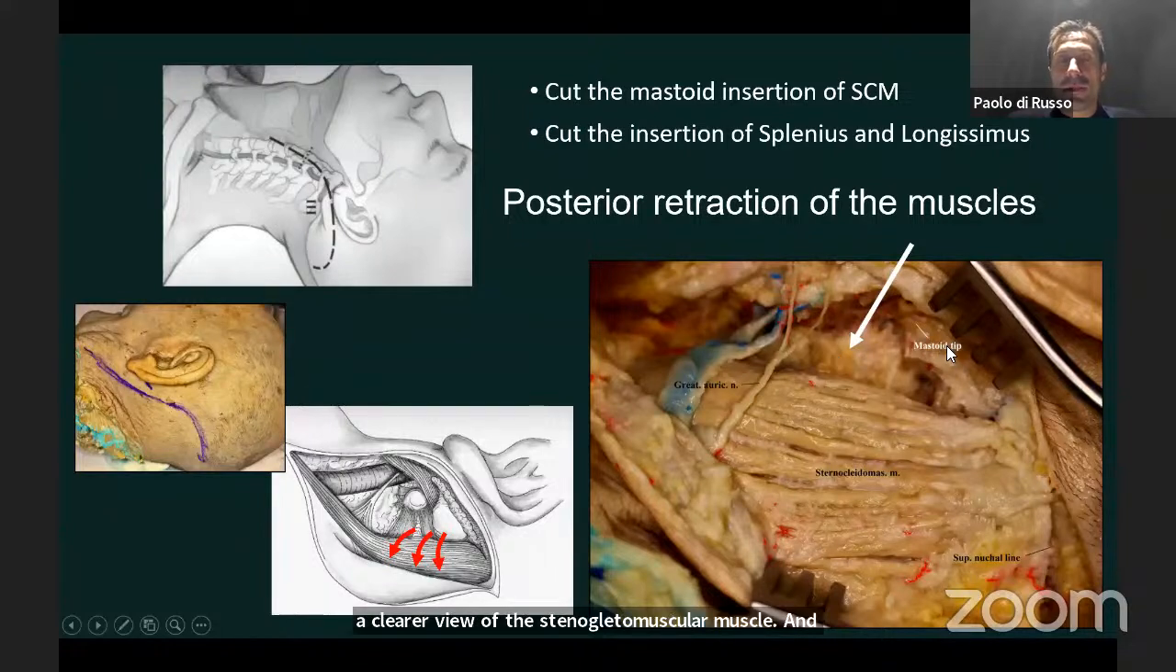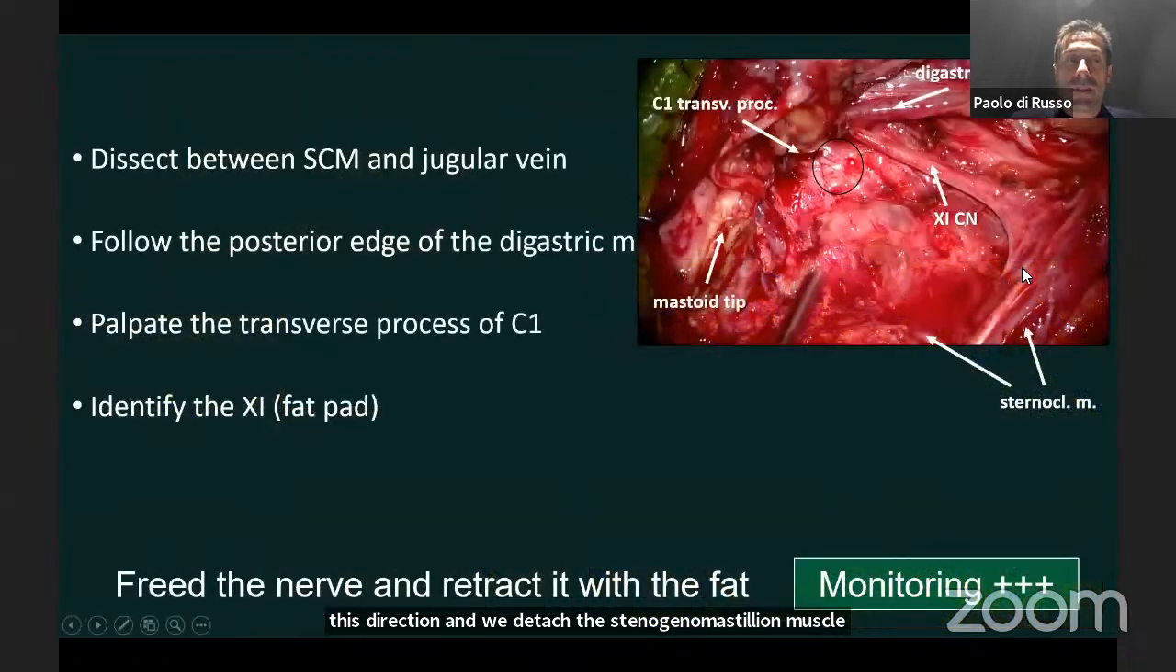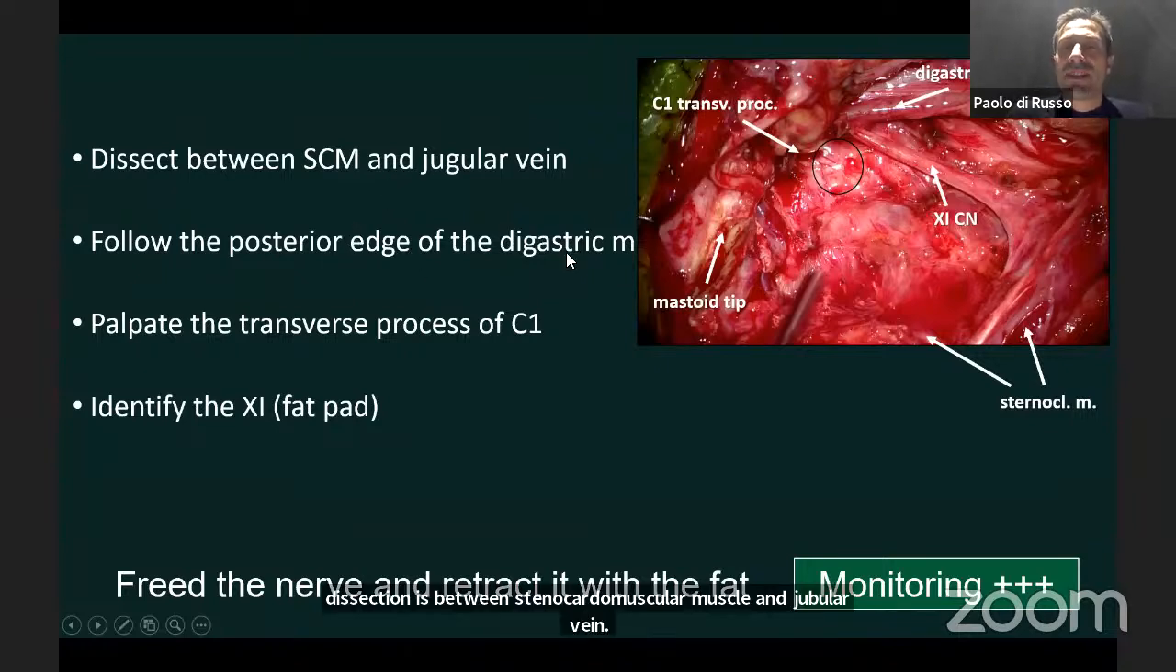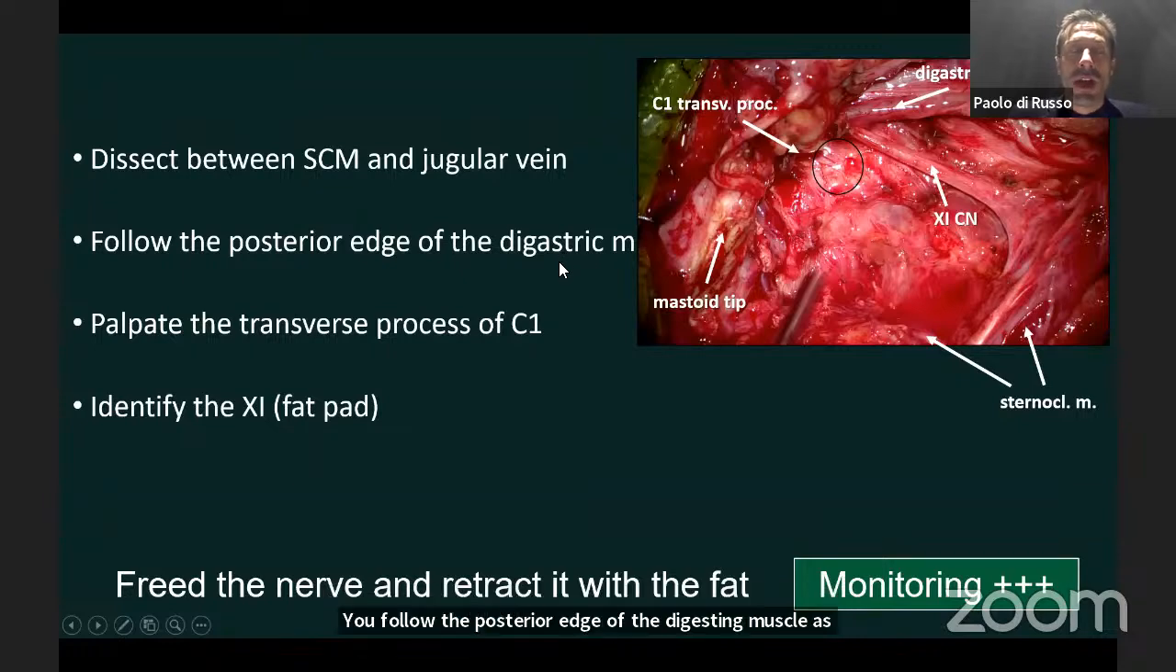This is the mastoid tip. This is definitely the left side, as you can see. The superior nuchal line is here, so now we go in this direction and we detach the sternocleidomastoideum muscle and the splenius and longissimus from the attachment. We want to remember this is a surgical view, and as I said, the dissection is between the sternocleidomastoideum muscle and the jugular vein. You follow the posterior edge of the digastric muscle as your anterior limit of the approach.